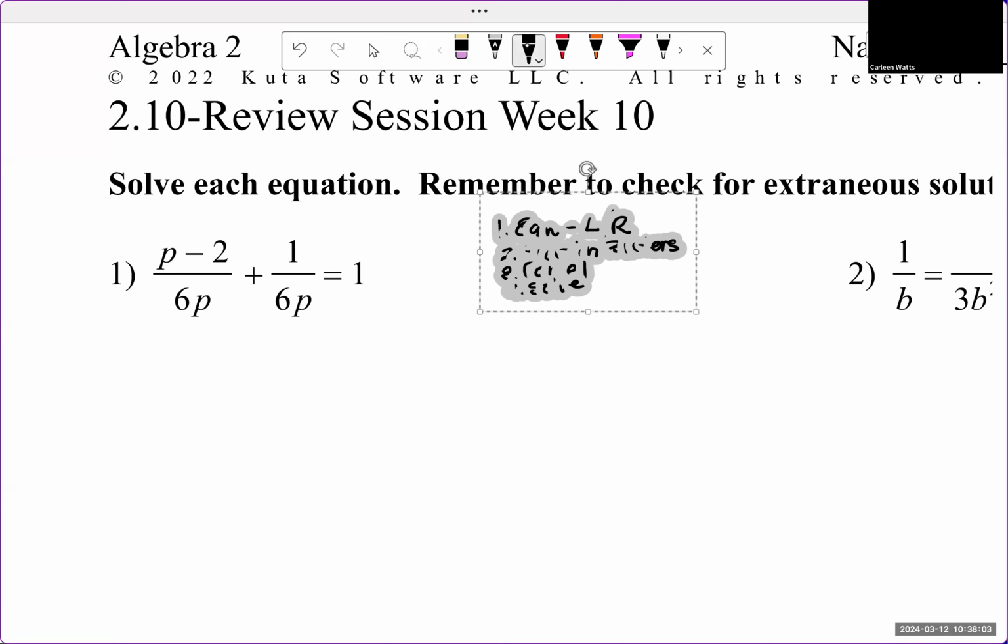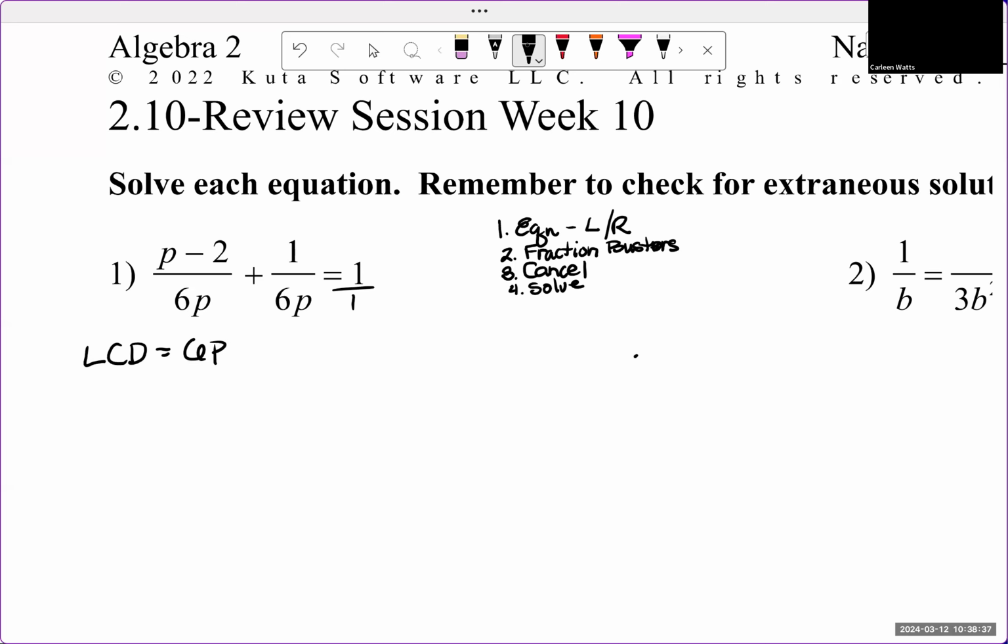Okay, number 1. Now, I have an equation. So I want to do fraction busters. I need the least common denominator, and this has a denominator of 1. So I need an expression that will cancel 6p, and I don't have to worry about the 1. So the least common denominator is not greatest common factor. Least common denominator is 6p. That is my fraction buster.